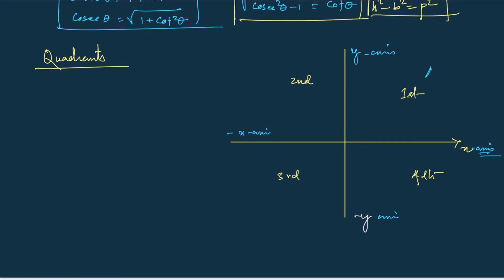Then in the first quadrant, I'm going to tell you one shortcut method: after school to college, because after school only you are going to college, right? That's it, after school to college. So here all the trigonometry identities are positive in this first quadrant. The first quadrant comprises 0 to 90 degree.